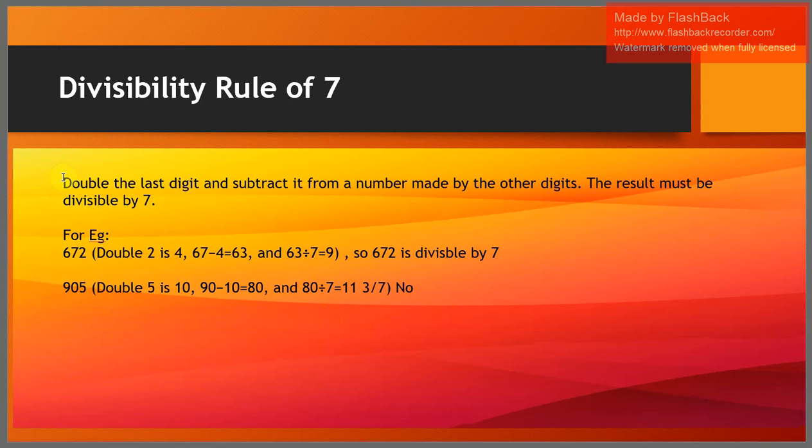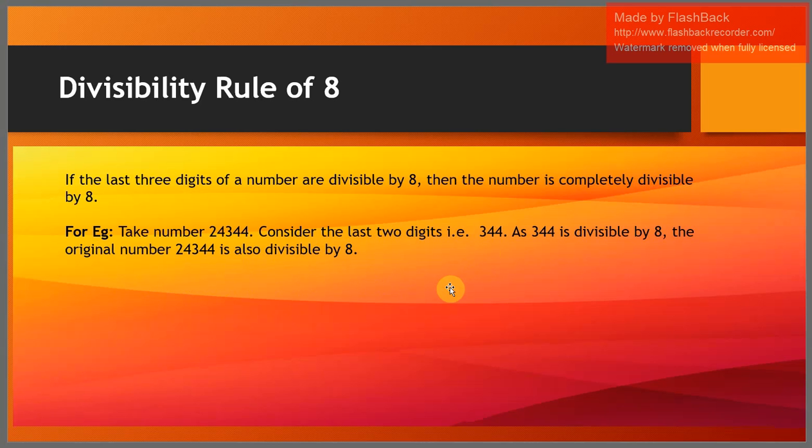Next, divisibility rule of 7. Double the last digit and subtract it from a number made by the other digits. The result must be divisible by 7. For example, 672. Double 2 is 4. 67 minus 4 is equal to 63. And 63 divided by 7 is equal to 9. So, 672 is divisible by 7.